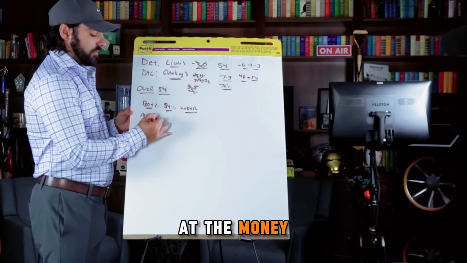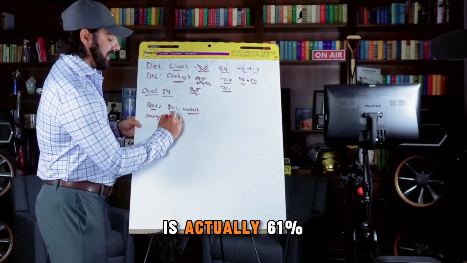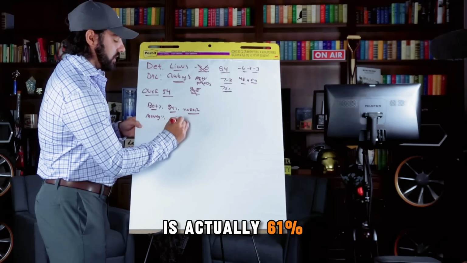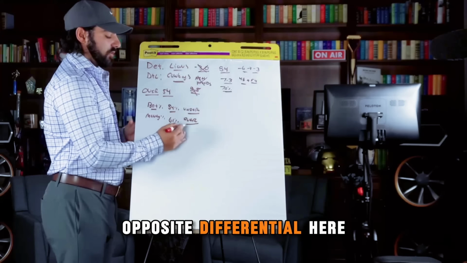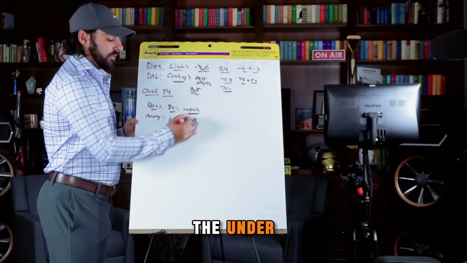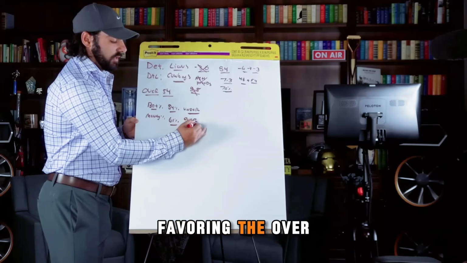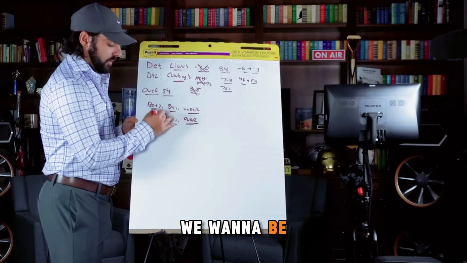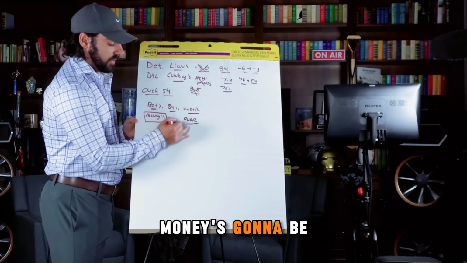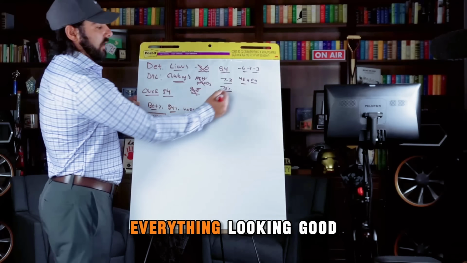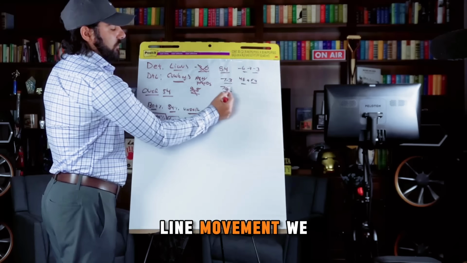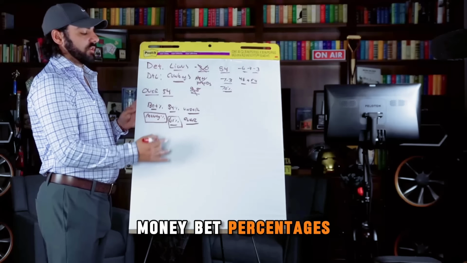But now let's take a look at the money percentage. The money percentage is actually 61% favoring the over here. So we have a pretty good opposite differential. We have the public favoring the under and the heavy money favoring the over, which is where we want to be. We always want to be where the money's at. So where does that put us? That puts us at the over as well. Right now, everything's looking good. We've got the line movement, we've got the trends, and we've got the money and bet percentage lining up.